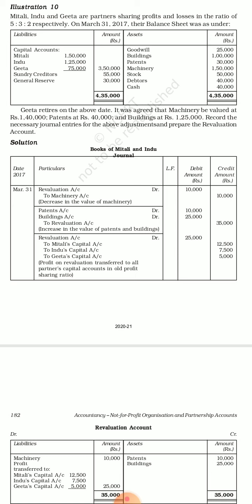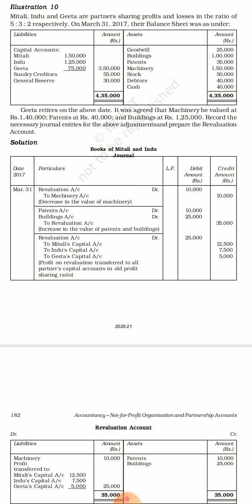Now you may see the journal entry. First entry, revaluation account debit to machinery account 10,000 because 10,000 is the loss. Whatever be the loss and profit, that amount only we will take in the revaluation account, not the value of asset. What is the loss or what is the profit?